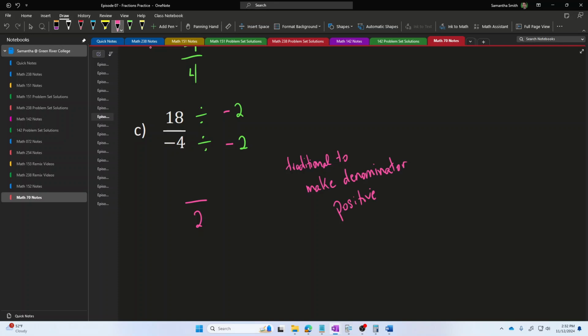Now in the numerator, if I take 18 and divide it by negative 2, then in that calculation in the numerator, I have an odd number of minus signs. So the result of that calculation will be negative. And then I have 18 divided by 2. 18 divided by 2 is 9. So I have negative 9 over 2. I owe somebody a lot of pizza in this situation.